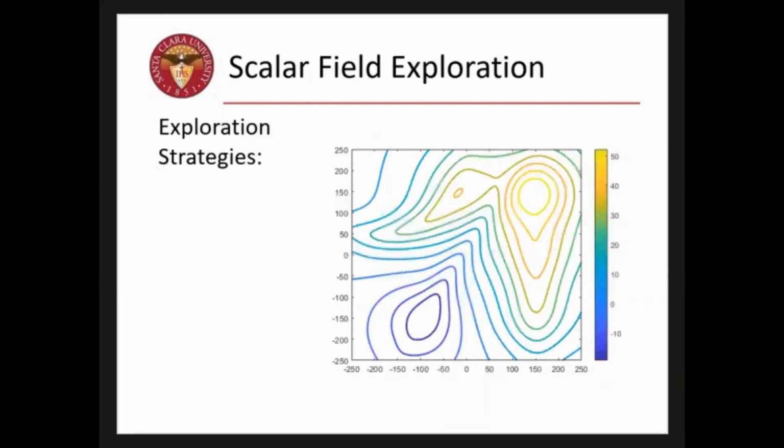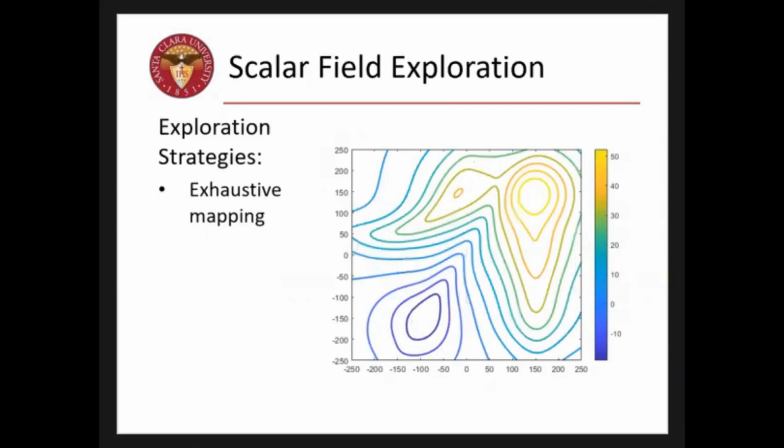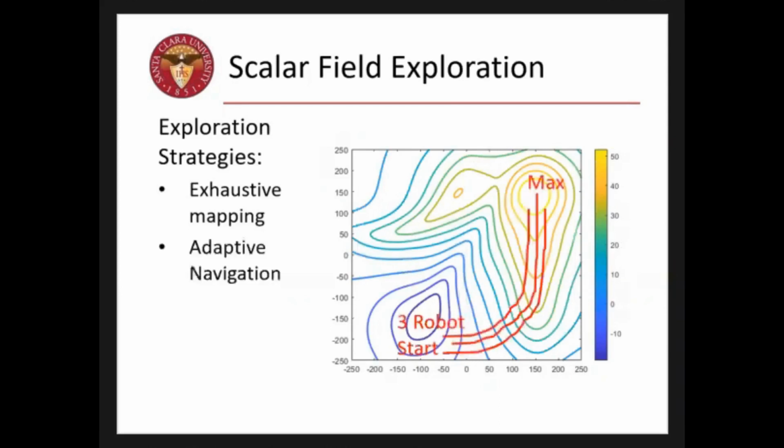To define them, there are a number of exploration strategies that have been developed. Conventional strategies exhaustively map the region, for instance, by lawn mowing the area. Features of interest like extrema can be easily located once the map is complete. An alternative strategy is adaptive navigation, where the path is chosen based on scalar field information to move towards or along a feature of interest.